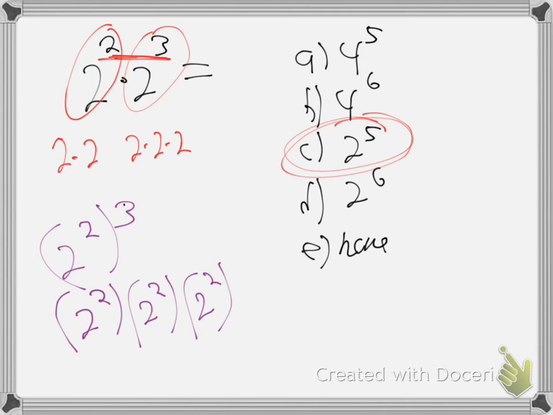2 of them here. 2 of them here. 2 of them here. 6, right? Isn't that 2 to the 6th? So what's the rule here? What should I have done? What's the shortcut? What should I have done with this 2 and 3?